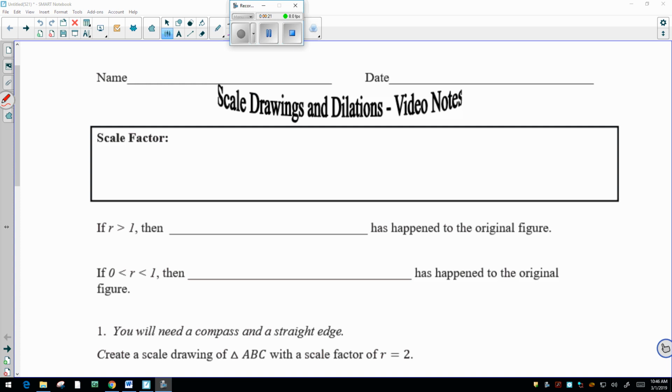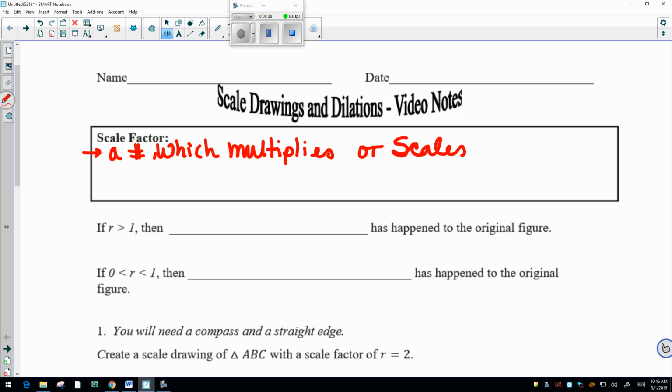So a scale factor, we could look at this maybe two different ways. First, I could say it's a number which multiplies or scales a quantity. So the key word there is multiply. So we will be using that as we're doing dilations. Our process, our calculation will be multiplying.